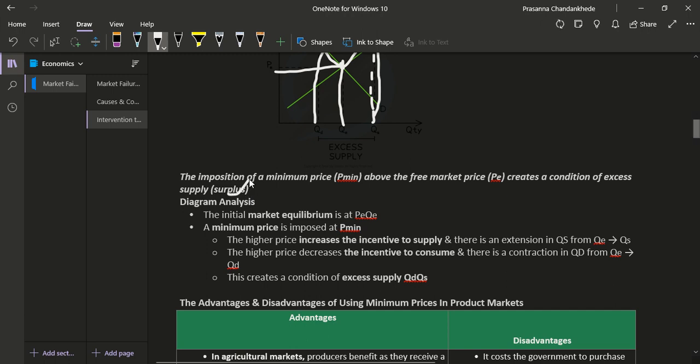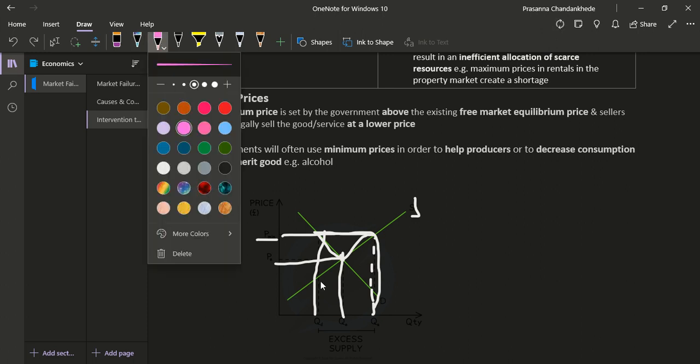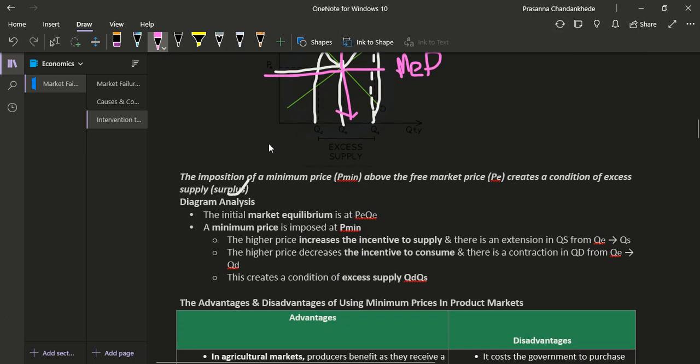Surplus, yes, this part. Let me change the color so that you understand better. Anything below the MEP is shortage, and anything above was surplus. Surplus and shortage. Let's move on. Let me just clean this.